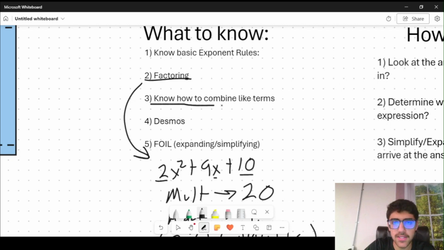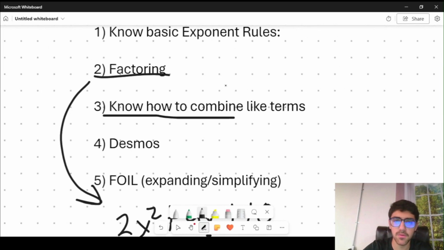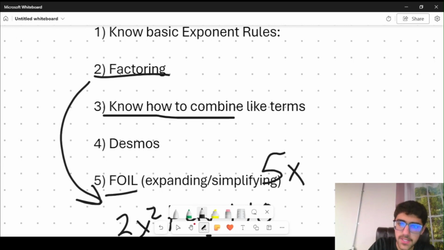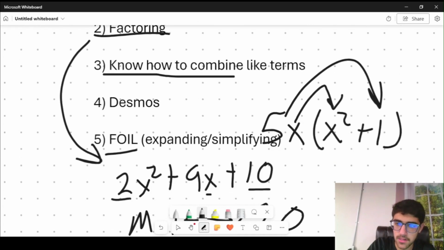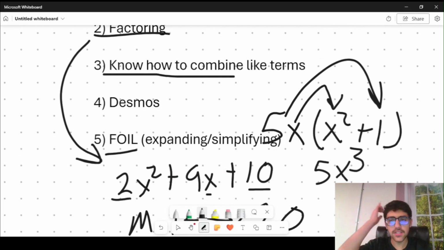Also just know how to combine like terms, similar to what I said above about knowing the basic exponent rules. Like if you add them, what can you add, what can't you add? If you multiply, how is it going to be? And also know how to do something like FOIL, which can help in expanding. So FOIL, let's say you have 5x and then you have x squared plus 1. You multiply this by the first one and then by the second one, and then you get 5x cubed plus 5x. And then just know how to use Desmos.